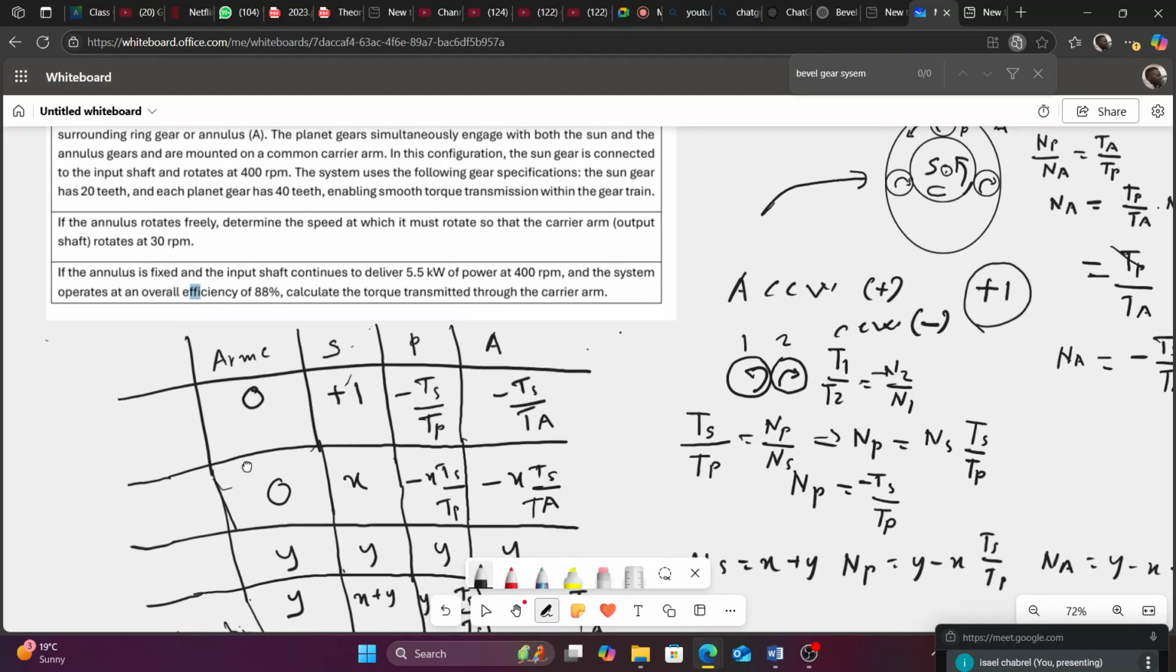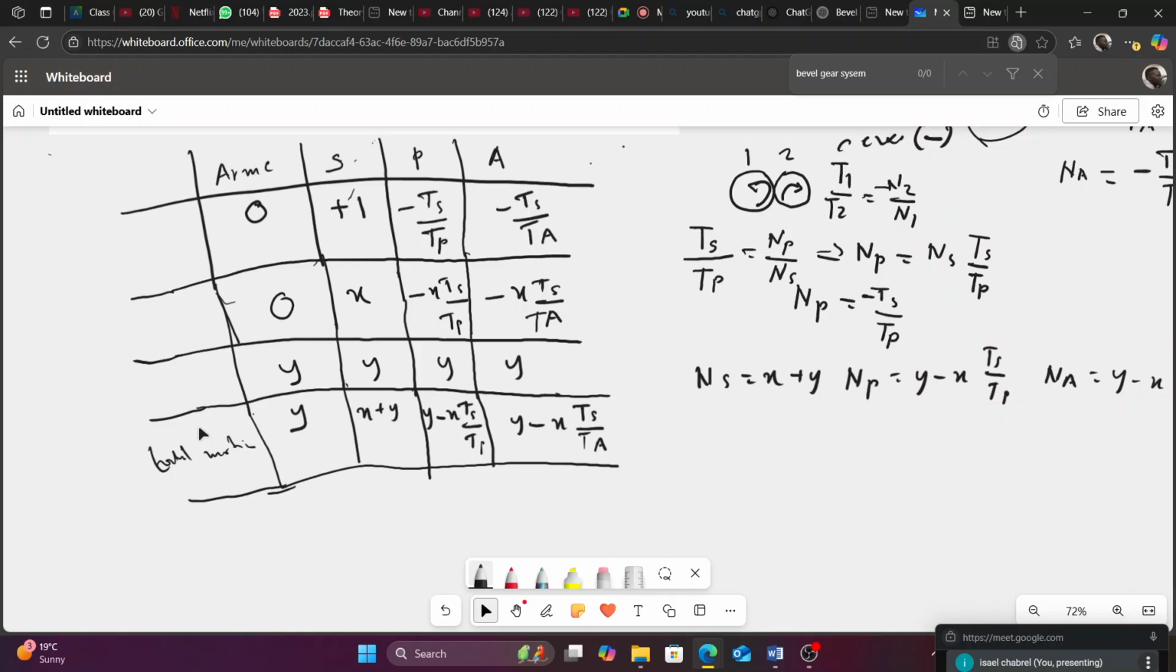What does it mean, my friend? It simply means the value of Y here, because remember, the carrier arm speed is Y. Y is equal to 30 RPM. So here's the thing. If they don't say clockwise or anti-clockwise, you take it as it is. But if they say 30 RPM clockwise, you know this value is negative. If they say anti-clockwise, you know it is positive.